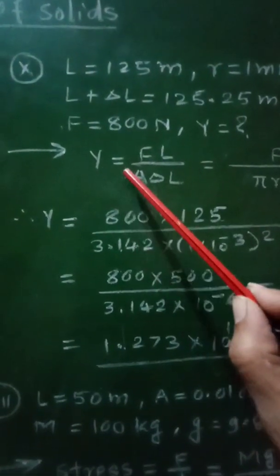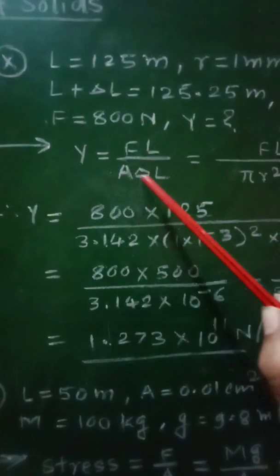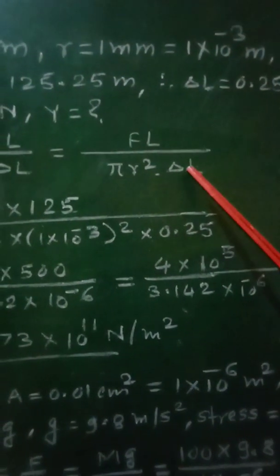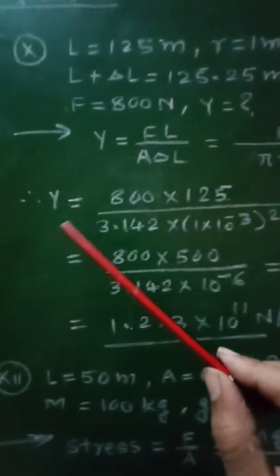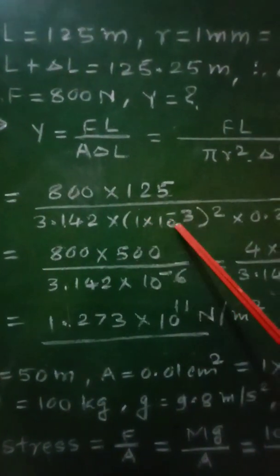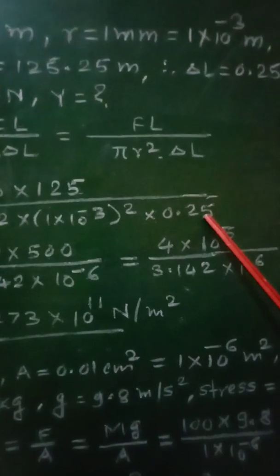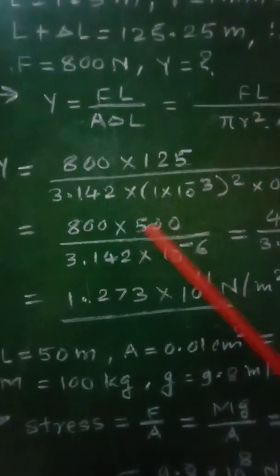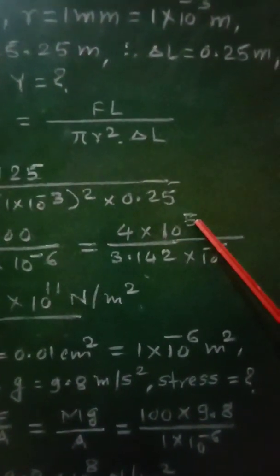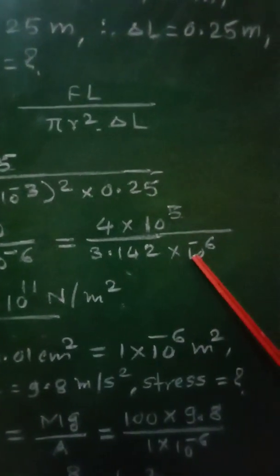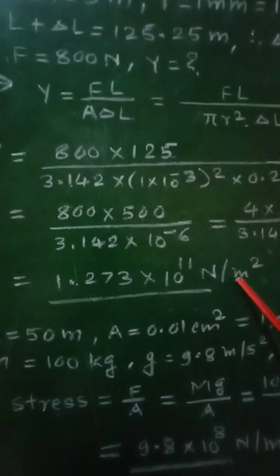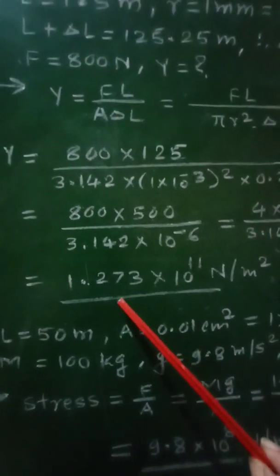The formula for Young's modulus Y is FL upon A into delta L, which will be written as FL upon pi r square, that is area of cross section of that wire, into delta L. Therefore Y will be equal to 800 into 125 divided by 3.142 into 1 into 10 raised to minus 3 square into 0.25, which will be equal to 800 into 500 divided by 3.142 into 10 raised to minus 6, which comes out to be 4 into 10 raised to 5 divided by 3.142 into 10 raised to minus 6, which will be written as 1.273 into 10 raised to 11 Newton per meter square, and this will be the required Young's modulus for material of that wire.